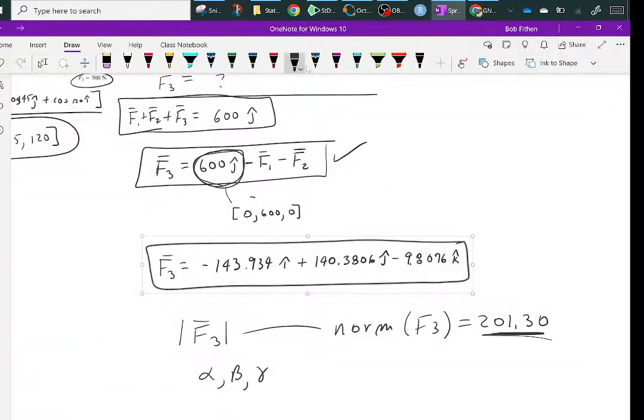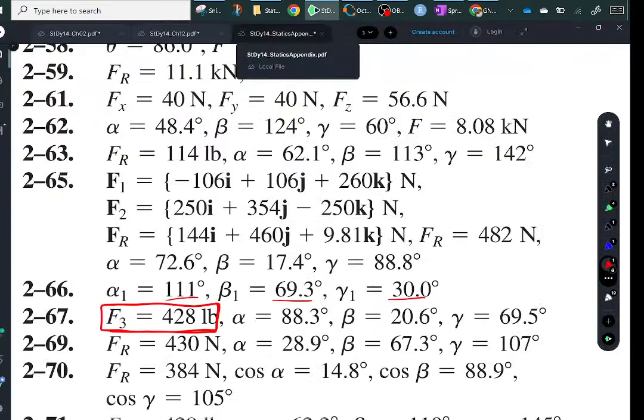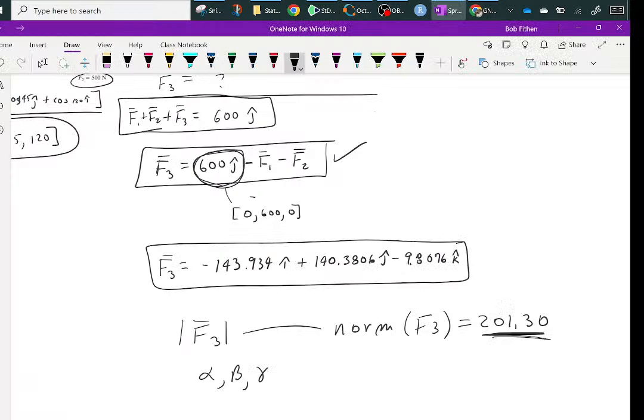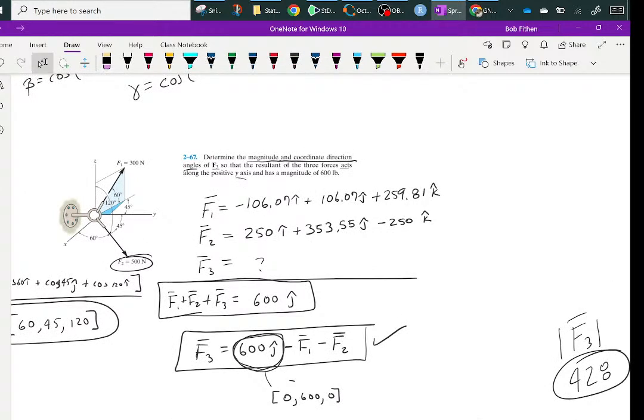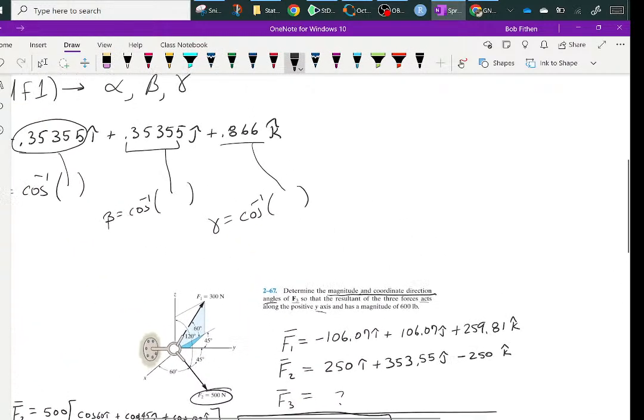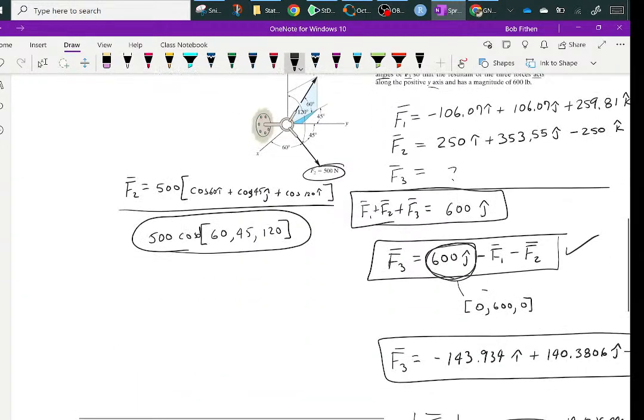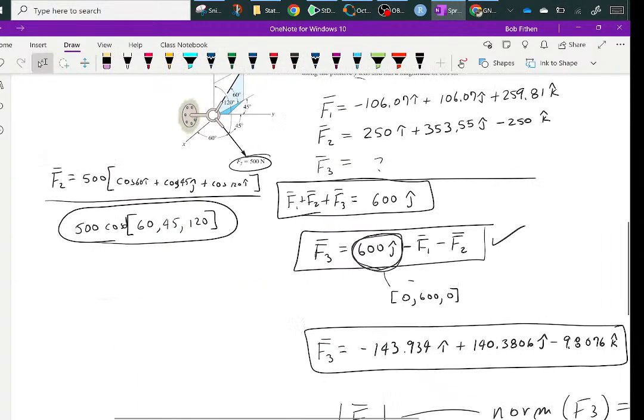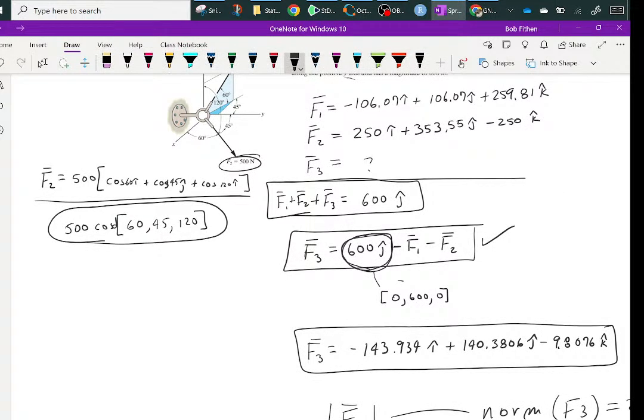Okay, so I got a norm of that. He got a norm of what? 428. So he says the answer should be 428. Now, let's diagnose what I did wrong. So we have F1, we have F2. We're okay with F1 because F1 at least has a check on that. The only other thing I could think of is, is it possible that I put in the wrong thing there?